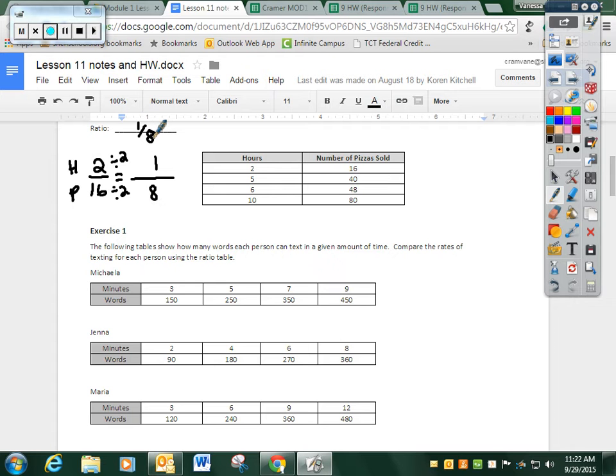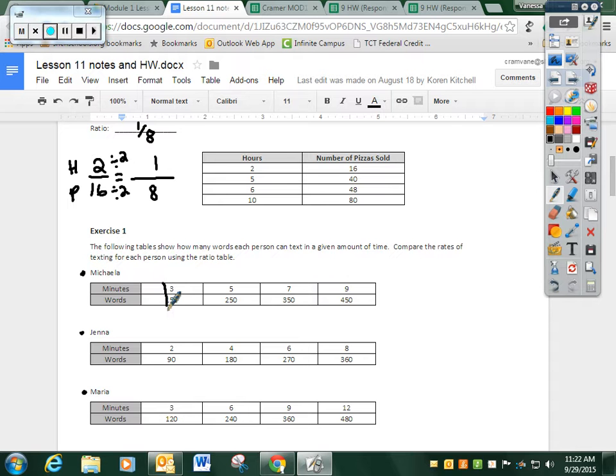Okay. Exercise 1. The following tables show how many words each person can text in a given amount of time. Compare the rates of texting for each person using the ratio table. Okay, so we have Miss Michaela, Miss Jenna, and Miss Maria. However, the minutes are varying. These ones are counting by 2 starting at 3. These are counting by 2 starting at 2. These are counting by 3 starting at 3.